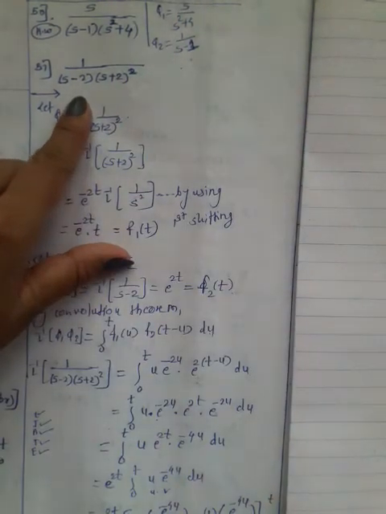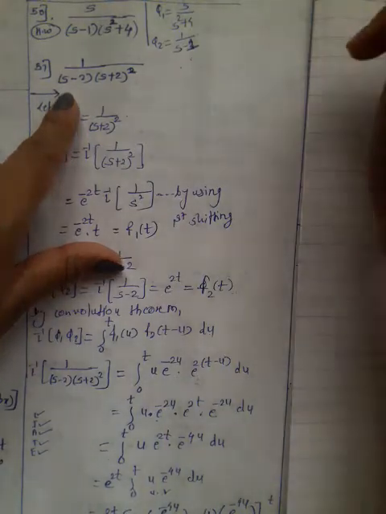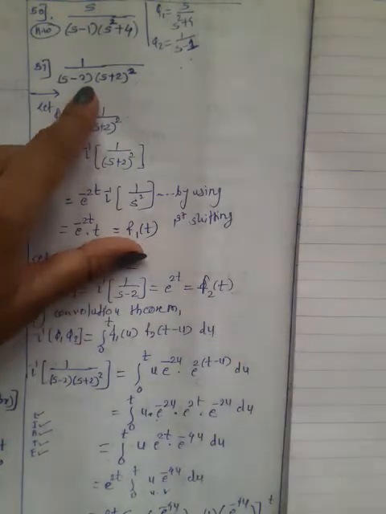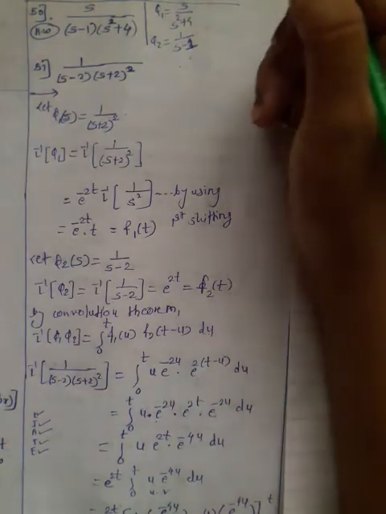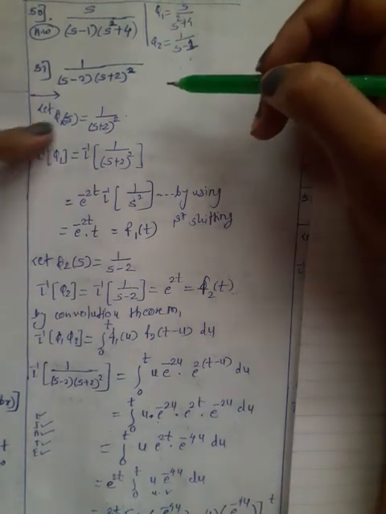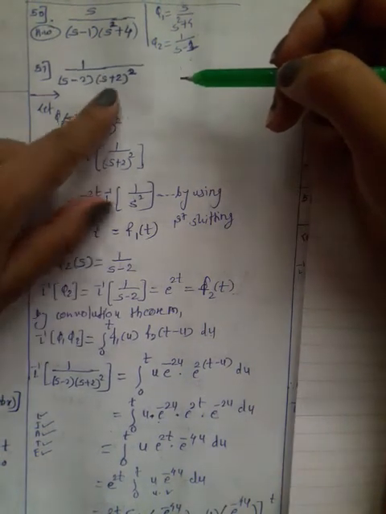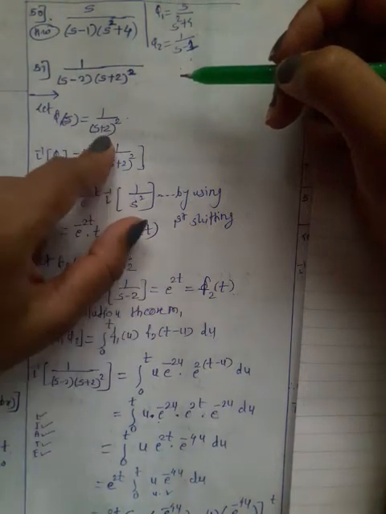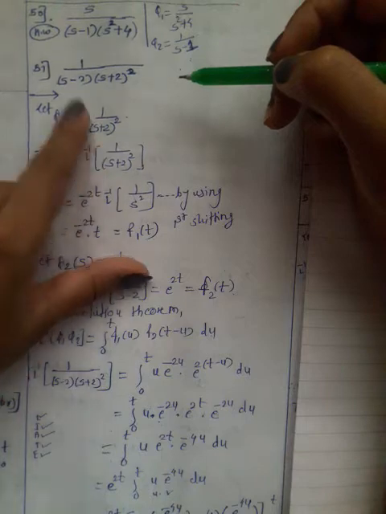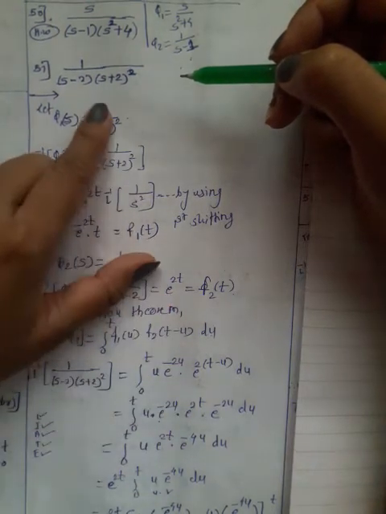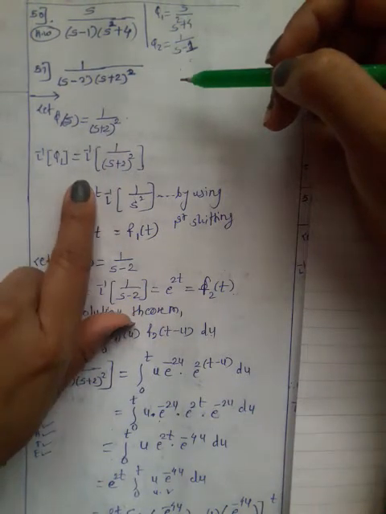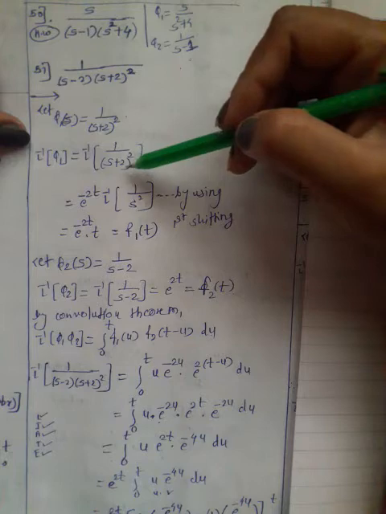Now consider the next example, that is 1 upon s minus 2 and s plus 2 bracket square in the denominator. Now we have to divide this function into two terms. First consider phi 1 of s equal to 1 upon s plus 2 bracket square, which is quite difficult compared to the other function, that's why I call it phi 1, and the other simpler one is phi 2. Now we have to calculate the inverse, that is L inverse of phi 1 of s.